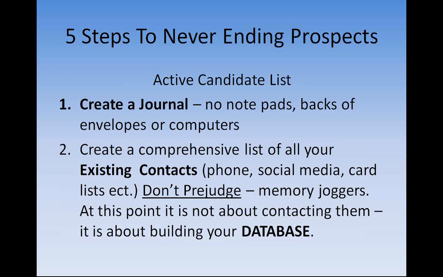The second one then is to create a comprehensive list of all of your existing contacts. Phone, social media, emails, etc. And don't prejudge. Use the memory joggers: who do you know who's an accountant, who do you know who's a driver, and put down a comprehensive list of all the people that you know. At this point, don't worry about whether you contact them or not. What you're doing now is actually creating your database.